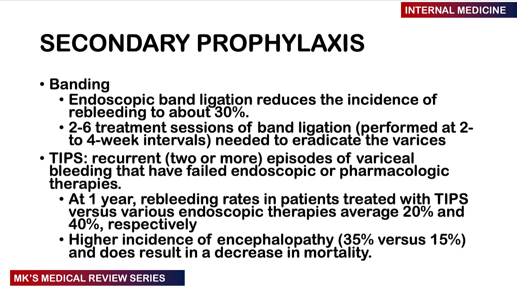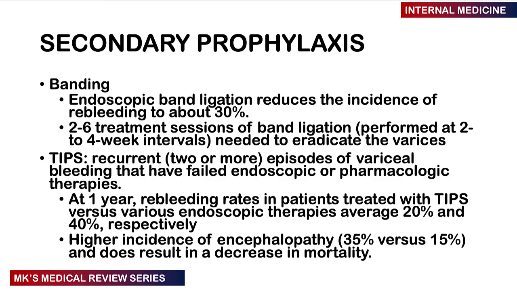So remember that some patients can actually go for the TIPS procedure. Those that have had recurrent, 2 or more, episodes of variceal bleeding and have failed endoscopic and even pharmacological therapies. You have tried endoscopy with banding, you have also put them on medication, but they still have recurrent bleeding, then they can undergo the TIPS procedure. But remember, there's a higher risk of hepatic encephalopathy, about 35% with the TIPS procedure.